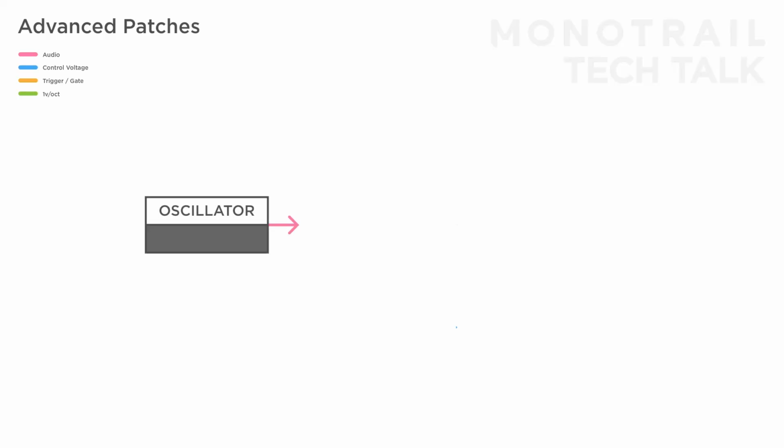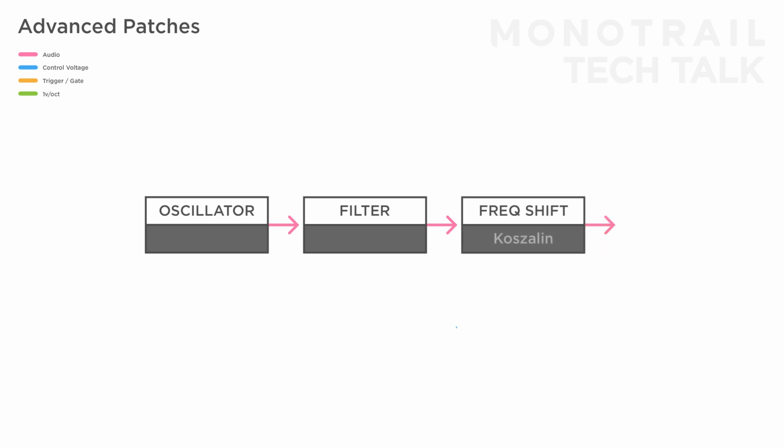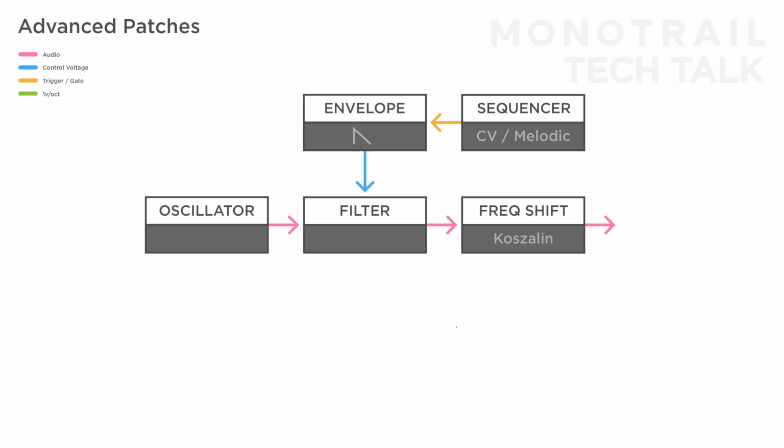Frequency shifters are great for experimentation because they can work on a wide range of sounds for different purposes. Here are just a few examples. In this setup, a single oscillator is sent through a filter and then the frequency shifter, creating a mono signal. The sequencer is used to trigger an envelope and open the filter, creating a steady pulsating sound.